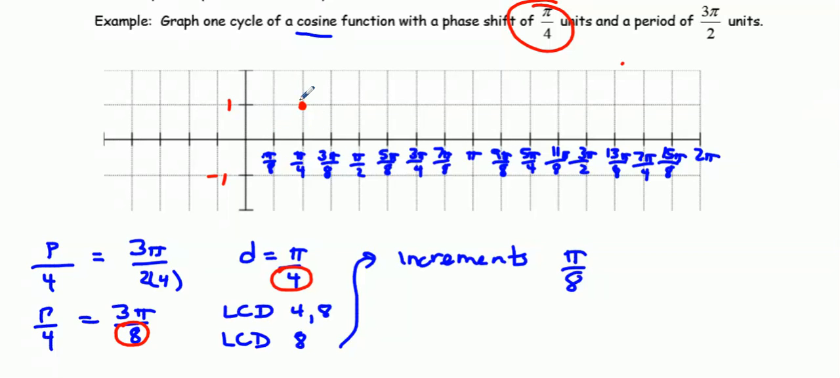Okay? So from here, I'm just going to count over 3. 1, 2, 3. I'm going to be down at my equation of my axis. 1, 2, 3, down at my minimum. 1, 2, 3, back up to my equation of my axis. 1, 2, 3, up at my max. You should have a cosine-shaped graph here. Hey, that wasn't bad. And you should label 5 points as per usual.